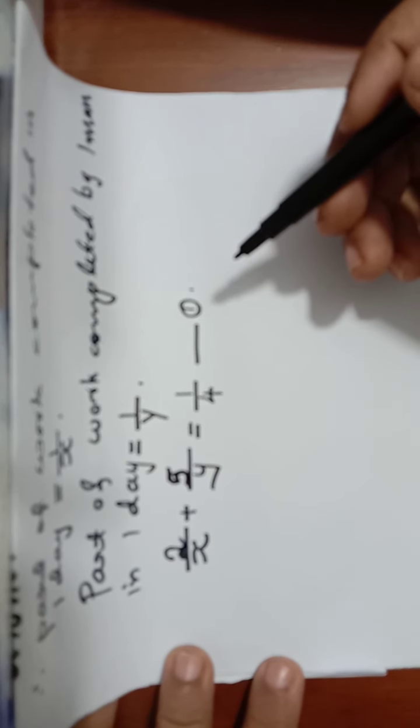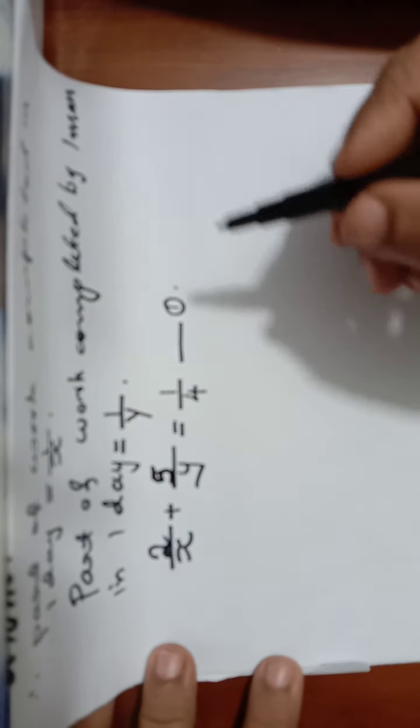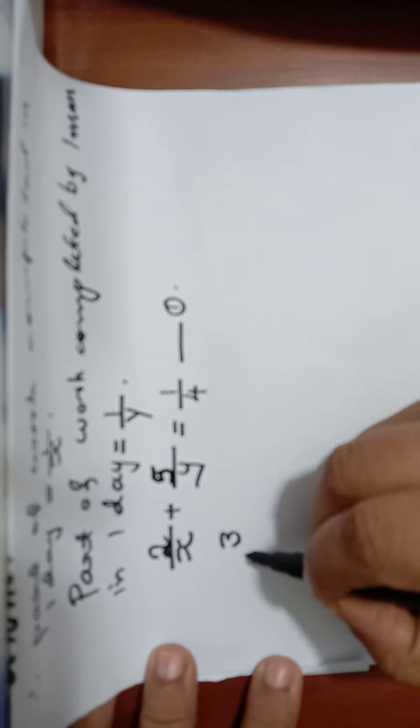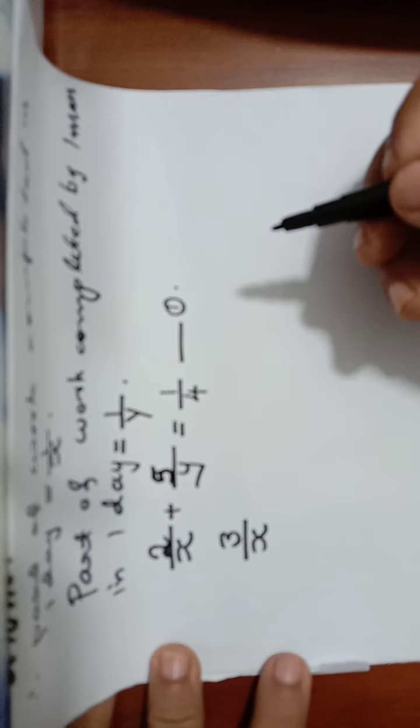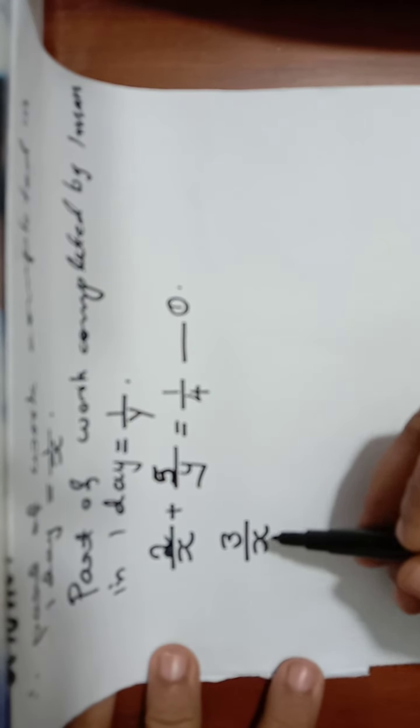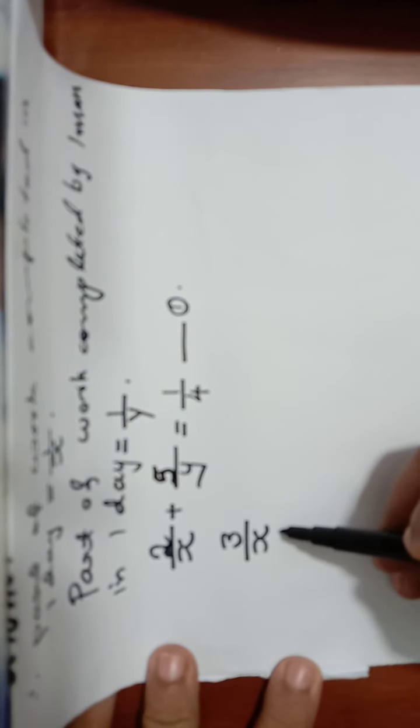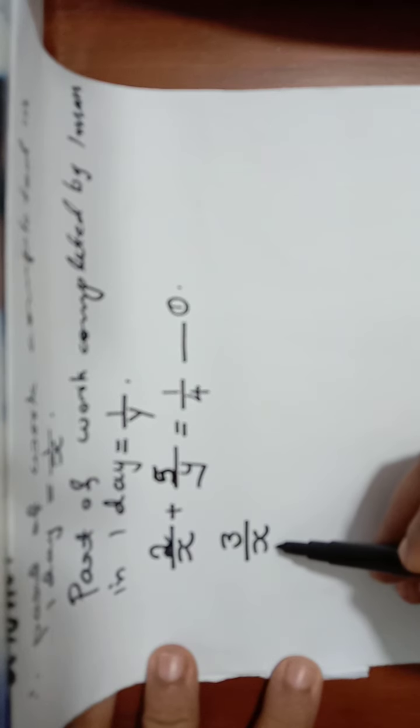While 3 women work, the part of the work done by 3 women will be 3 by x. In one day, the work done by 3 ladies: one lady will do 1 by x part, so 3 ladies will do 3 by x parts.